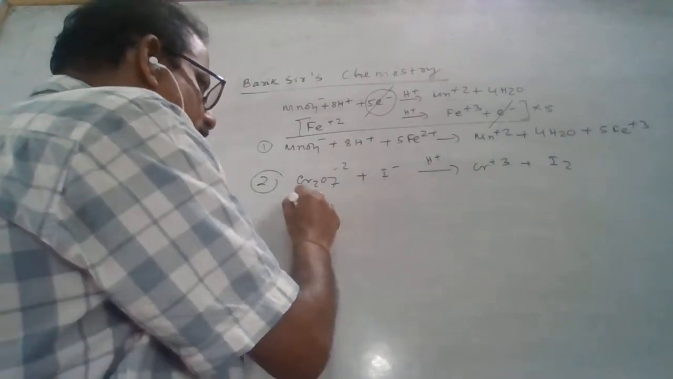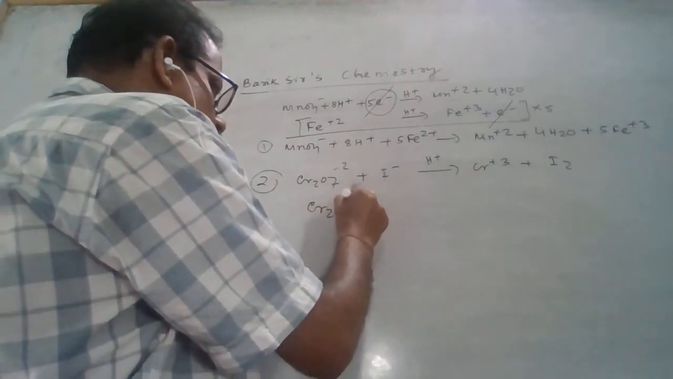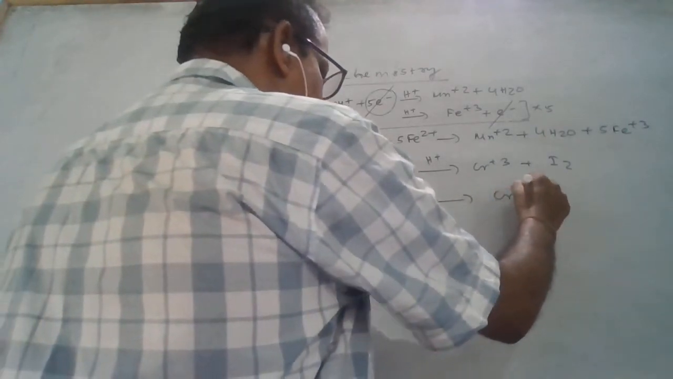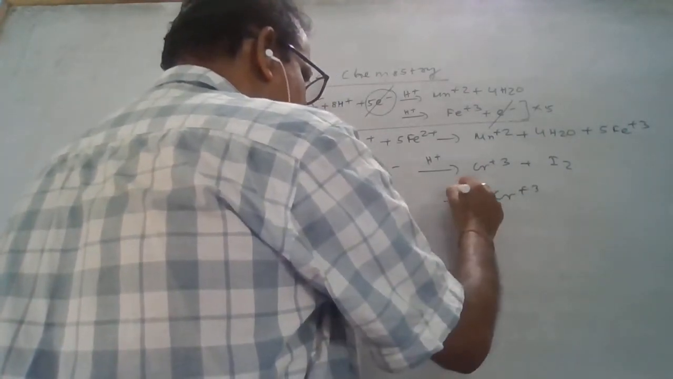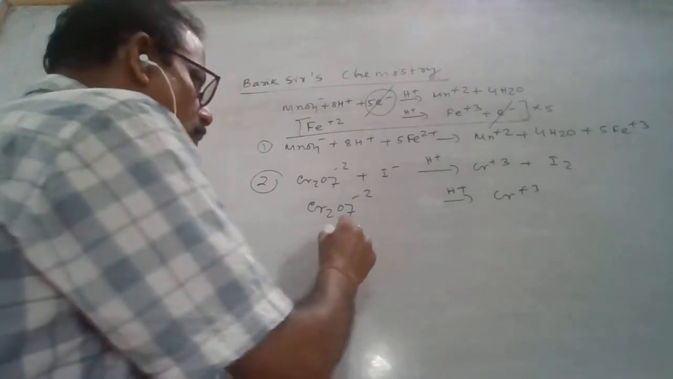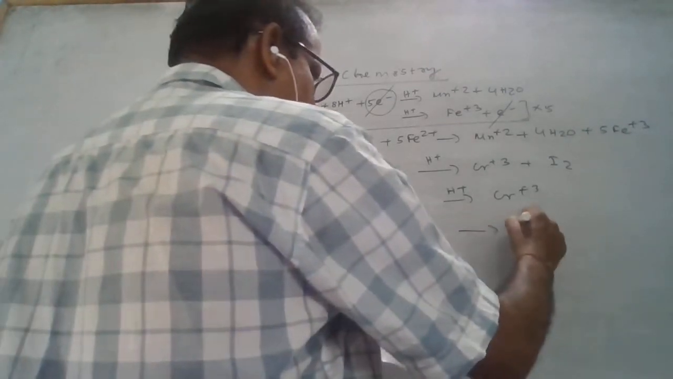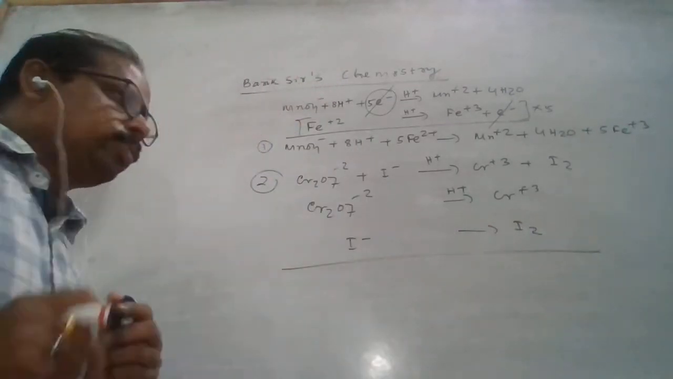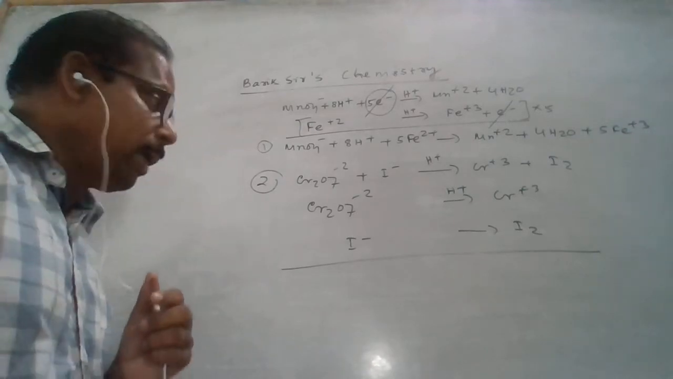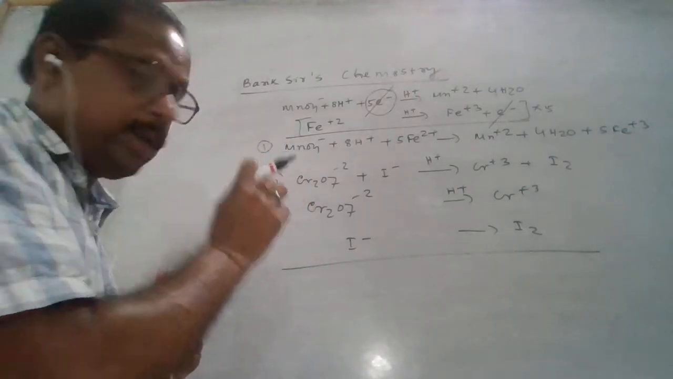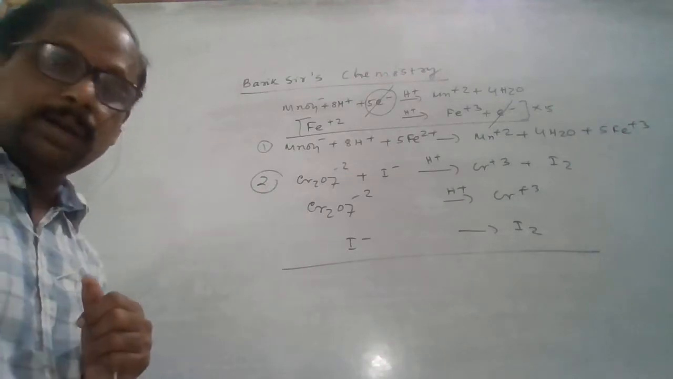So the first step is to divide the equation into two half reactions. Cr2O7 2 minus is converted to Cr3 plus, and the medium is acidic. The other half reaction is I minus converted to I2. So step 1, dividing the equation into half reactions, you have completed. Now we can balance the half reactions.